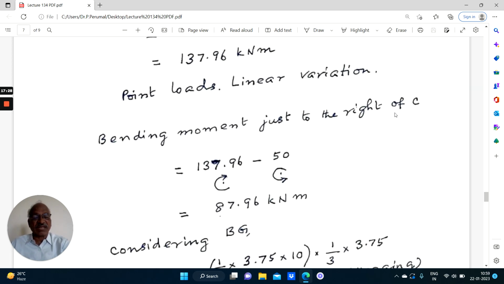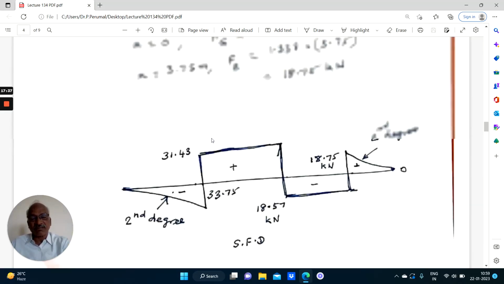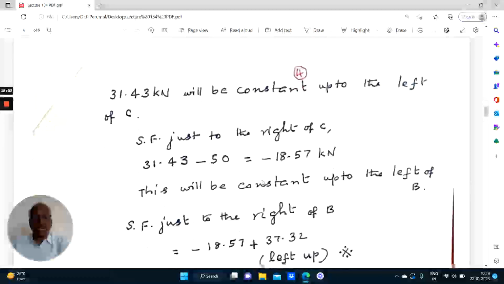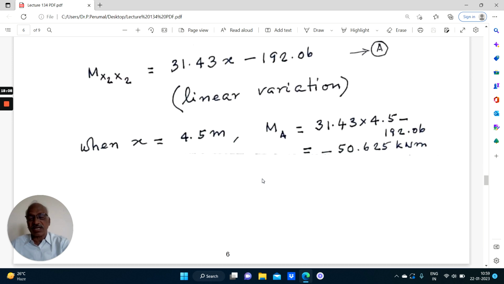So bending moment just to the right of C. This is the bending moment just to the left of C. We have not considered the moment, because at the point C you have a vertical force and a moment. So just to the left of C means we have calculated the bending moment only just to the left of C, right? Just to the right of C means in the bending moment calculations you have to consider the 50. In shear force also you have to consider this 50. So here in bending moment, there is an anti-clockwise moment that has to be counted. That is why we need bending moment just to the left of C and right of C.